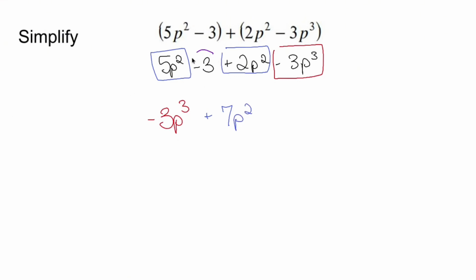Negative 3 is just lingering all by itself, so we'll just put minus 3. These are all combined as best as they can be. You can't combine any further because all of the terms are different, and that's how we do it.